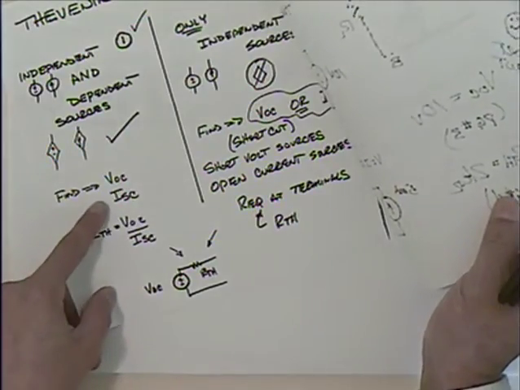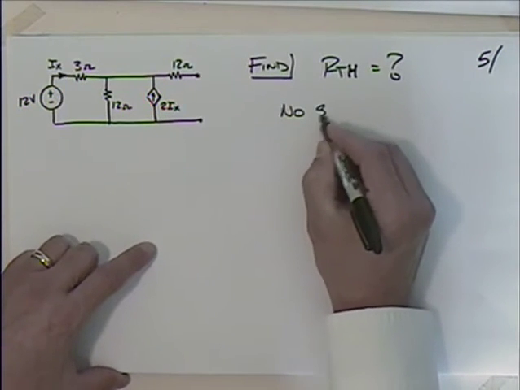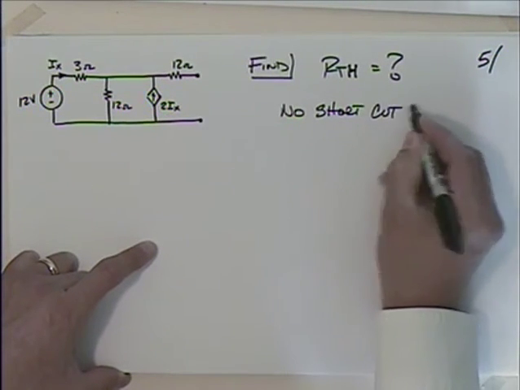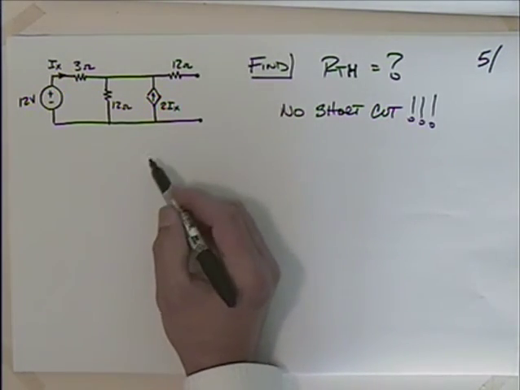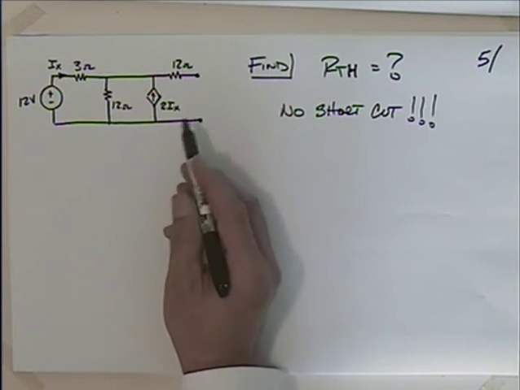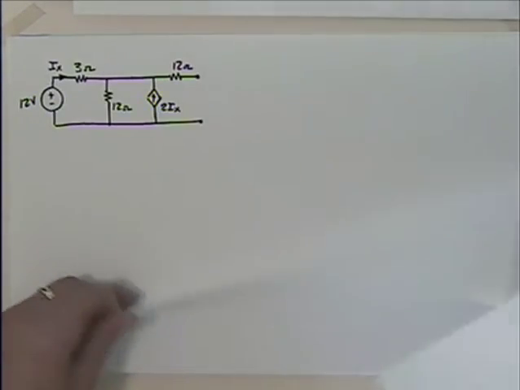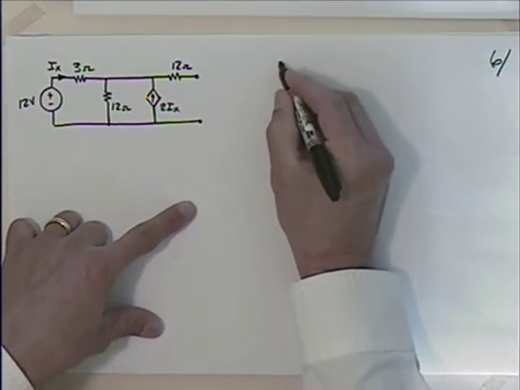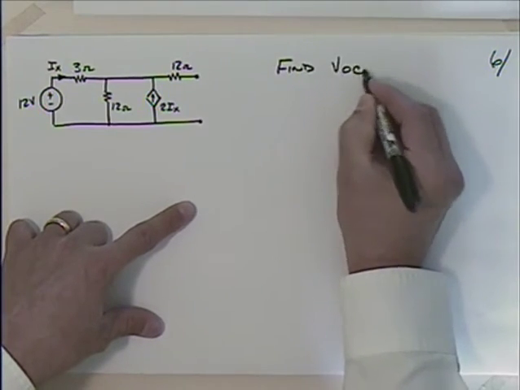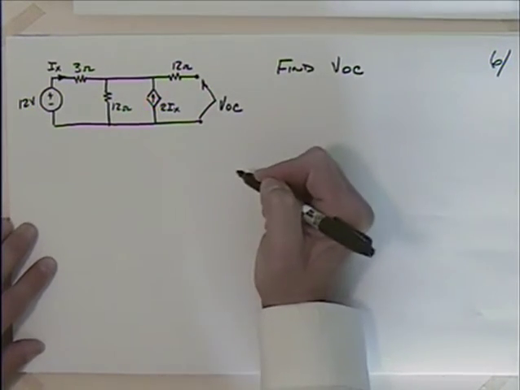So we've got to find both V open circuit and I short circuit. No shortcut here. No matter how much we wish we could use a shortcut on this, we can't. So we've got to grind through finding V open circuit and I short circuit. So let's go about that. I'll come back to this page 5. So we'll say that this is finding V open circuit. Okay, so there it is right there, V open circuit.